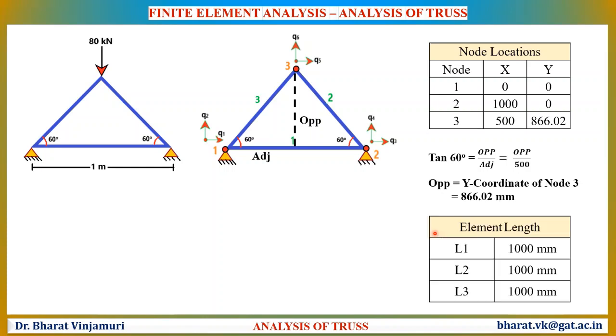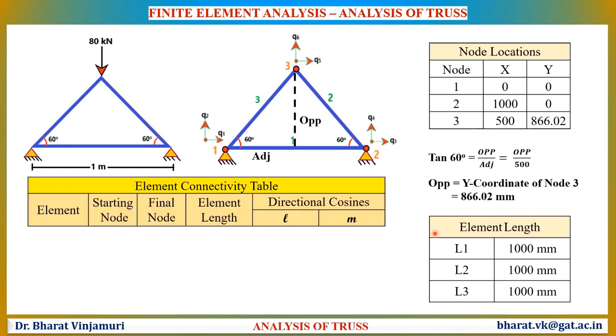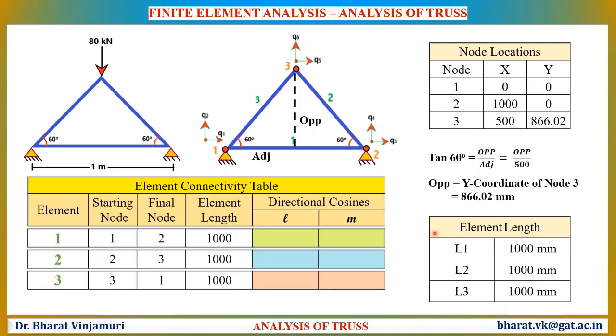The next stage is to determine the lengths of the elements. Since it is an equilateral triangle, all the lengths will be the same. Later, let us start filling the element connectivity table, which consists of the element, the starting node, final node, element length as well as directional cosines. For the first element, the starting node is node 1 and the end node is node 2. Therefore, element 1 is in between the displacements Q1, Q2, Q3 and Q4.